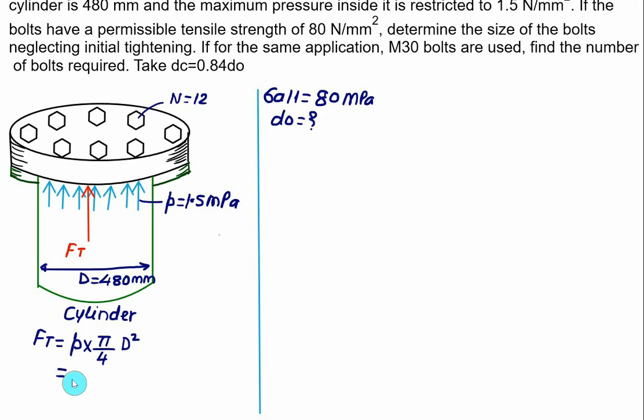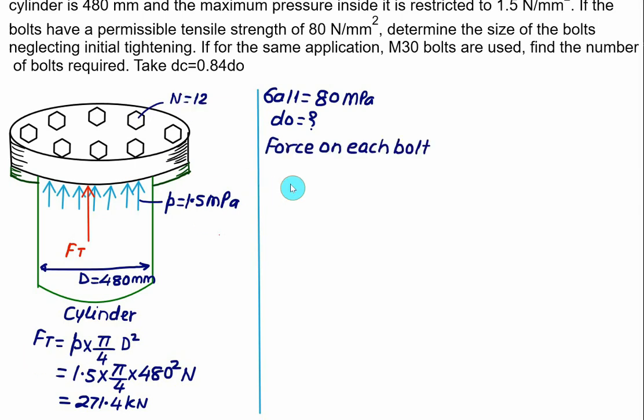Let's calculate here the total force Ft equal to pressure multiplied by pi by 4 d square. We have pressure equal to 1.5 Newton per mm square multiplied by pi by 4 multiplied by d square, which is 480 square. Mm square cancels, we will get this answer in Newton. After dividing by 1000 you will get this answer equal to 271.4 kilonewton. This force is distributed in the 12 bolts, so each bolt has a force equal to Ft divided by 12.